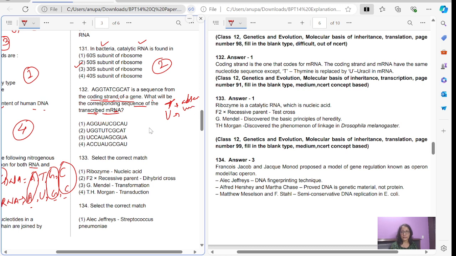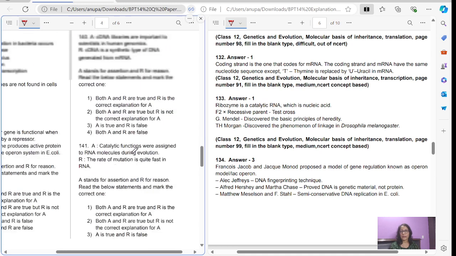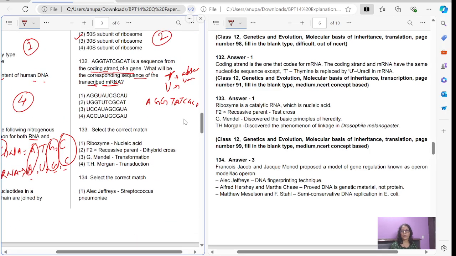In the place of thymine, the RNA has uracil. So let's find out the sequence. Here it is given A G G T A T C G C A T. We will replace T with U. So let's replace and find out: A G G, T will be replaced with U, then again A, then again T will be replaced with U.